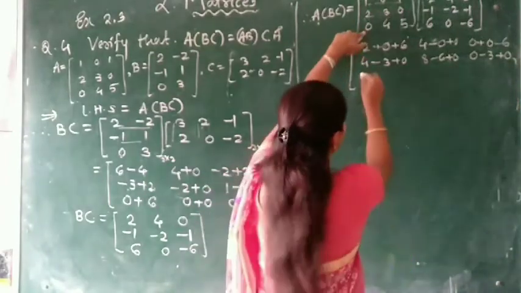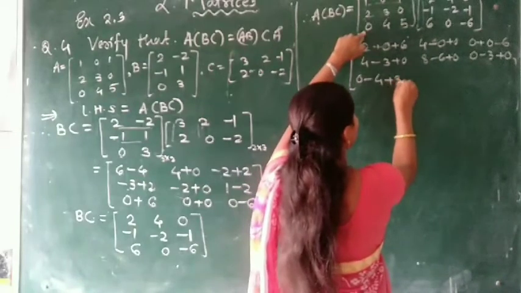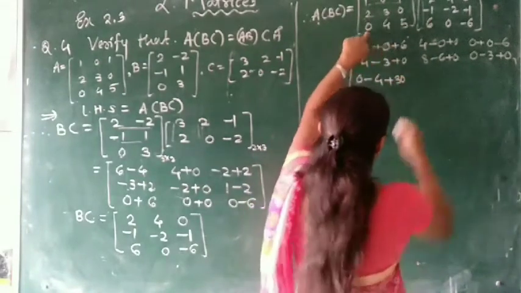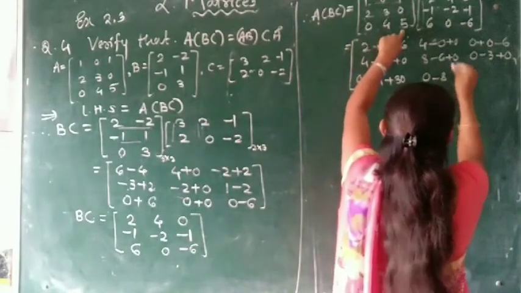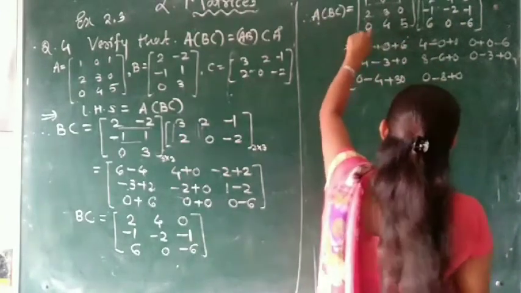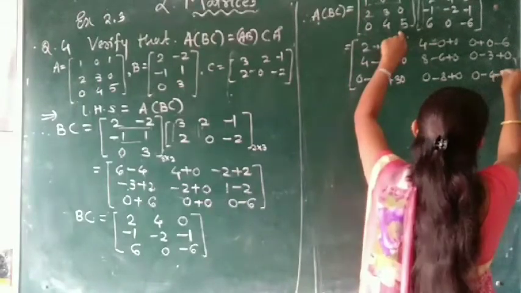2 into 0, 0. 3 into minus 1, minus 3 plus 0. Next 0 into 2, 0. 4 into minus 1, minus 4. 5 into 3, 30. 0 into 4 again, 0. 4 into minus 2, minus 8. And 5 into 0, it is 0. 0 into 0, 0. 4 into minus 1, minus 4. And here minus 30.